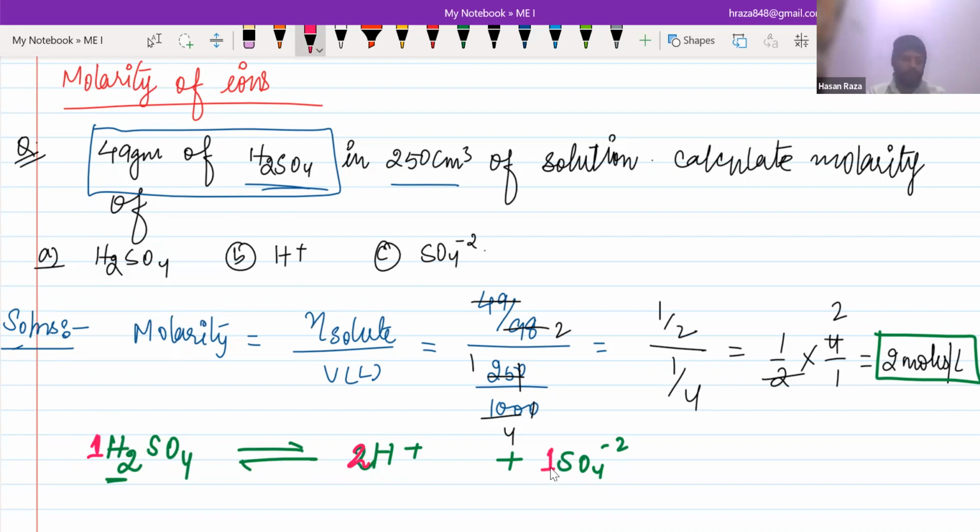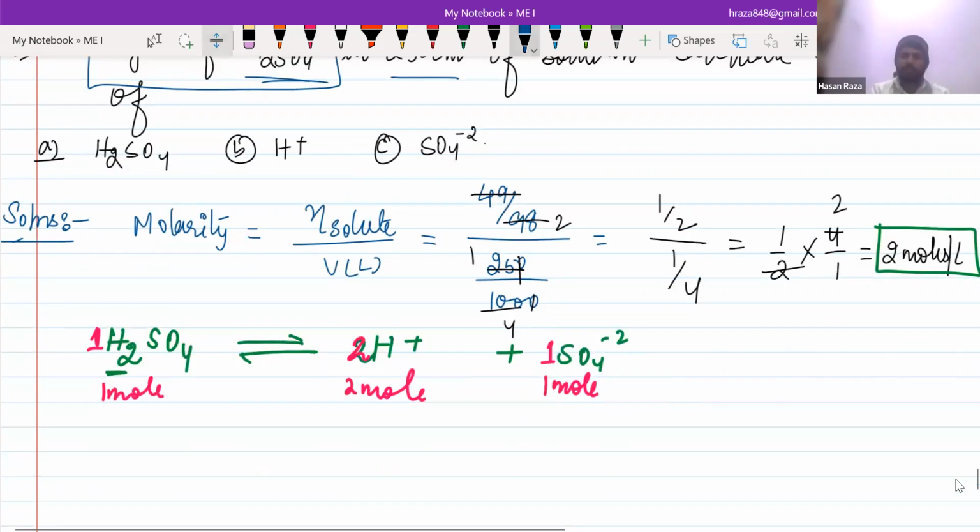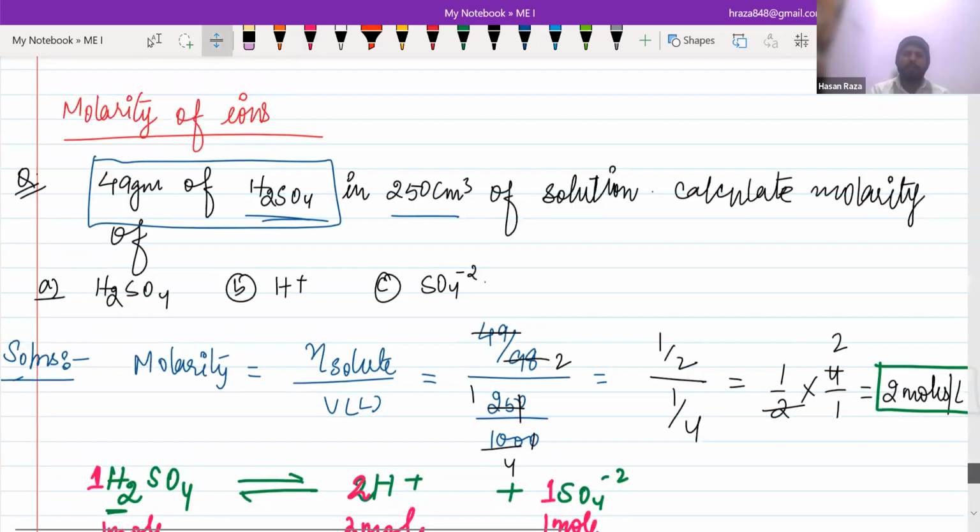In class 11th, you have studied the stoichiometric. That means basically 1 mole of this will give you 2 mole of this and 1 mole of this. Is that clear? The coefficient decides. First of all, write up to this part, then I will explain. Okay, please do write up to this part.